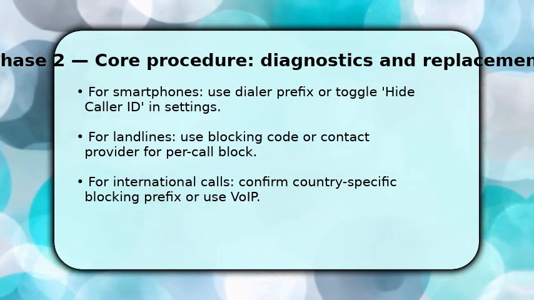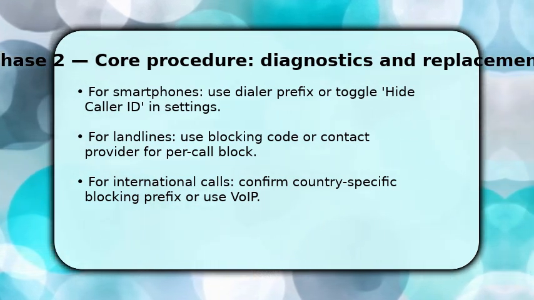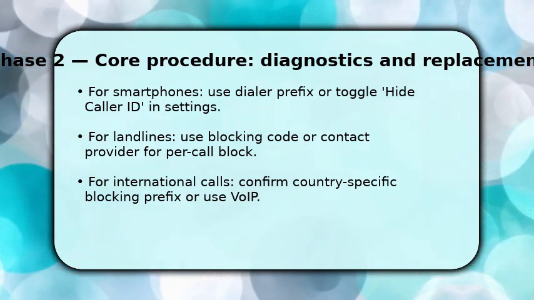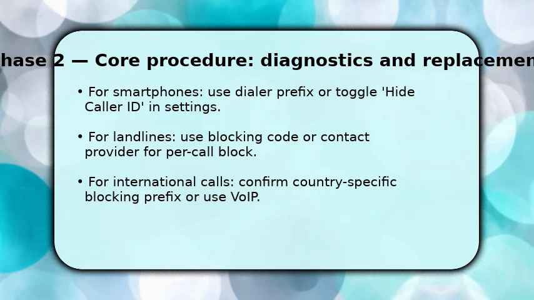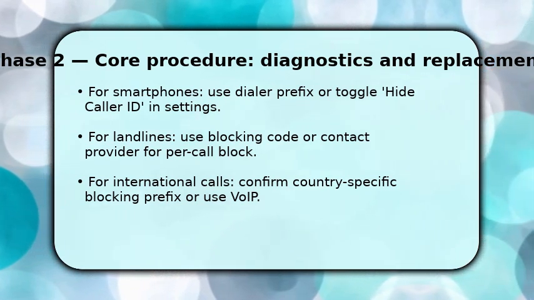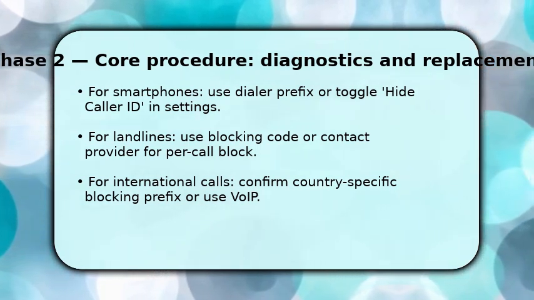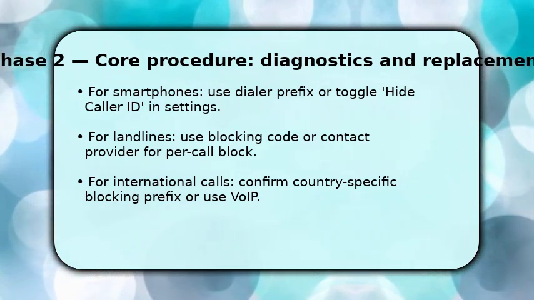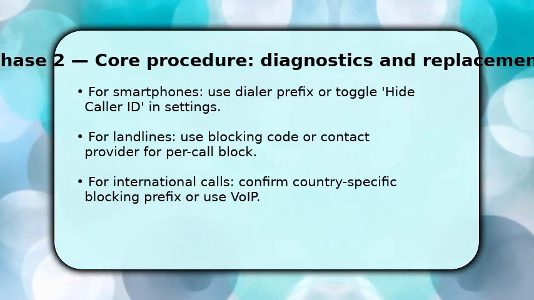The phone sends the request to the network. For landlines, dial the carrier's per-call block code or request per line blocking from support, because hardware may not offer hiding. If you call internationally, confirm the country-specific prefix or use a VoIP service that explicitly supports number withholding.